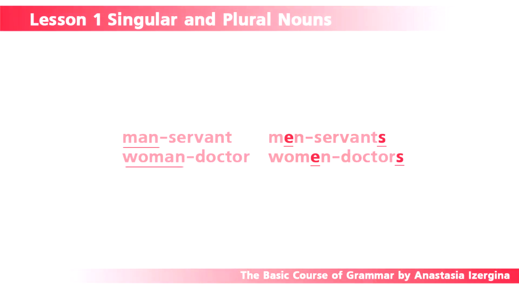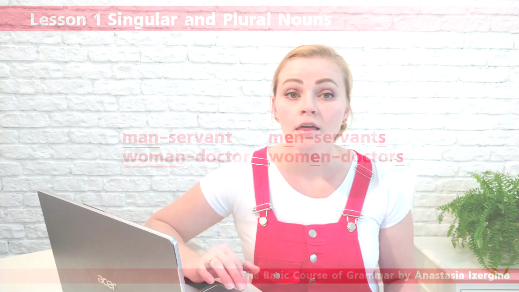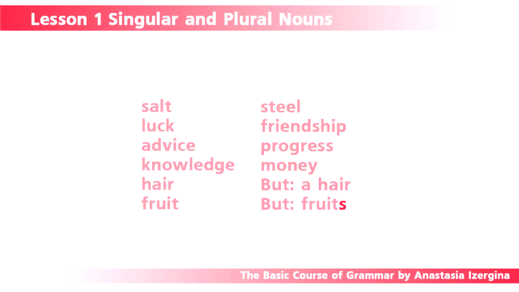But if the first root of the complex noun is man or woman, both roots should be made plural. Man-servant, 1 man-servant, 2 men-servants. Woman-doctor, many women doctors. There are those nouns which are used in singular form only. These are uncountable nouns, which mean the substance or some notion, but not a single object or several of them. For example, salt, steel, luck, friendship.